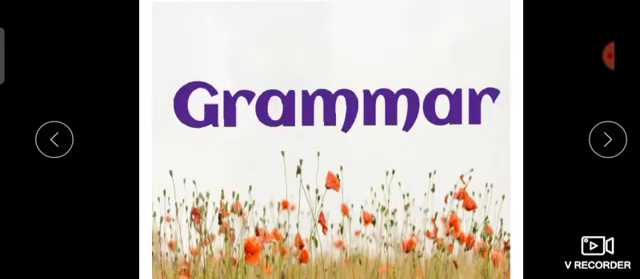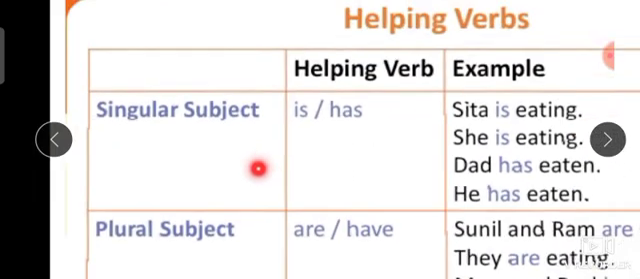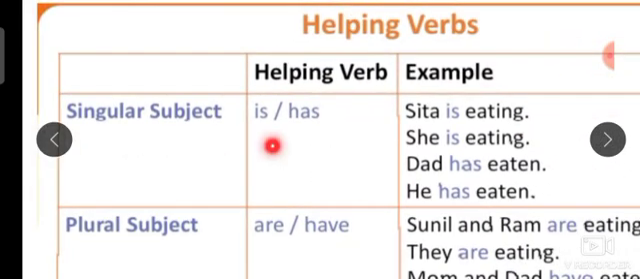Clear? Yes. Then we'll move on to the fourth component, that is grammar. Okay, children? So grammar, so far we learned the helping verbs, isn't it? How the helping verb has been used with the singular subject and the plural subject. Okay, so once again we'll recall it, children. See, children, for a singular subject, the helping verb is "is" and "has".